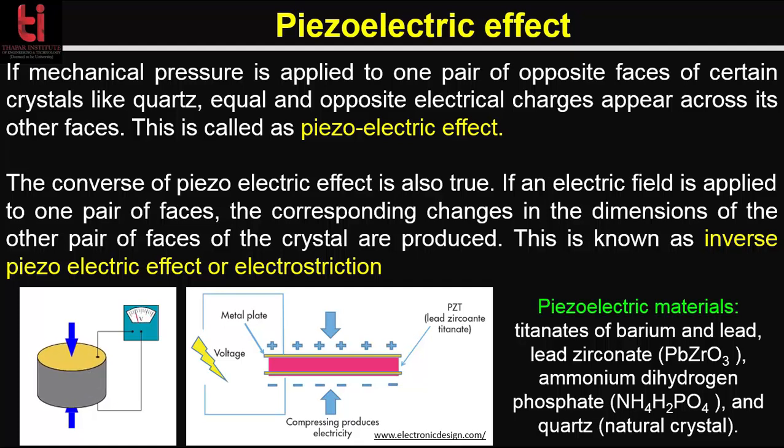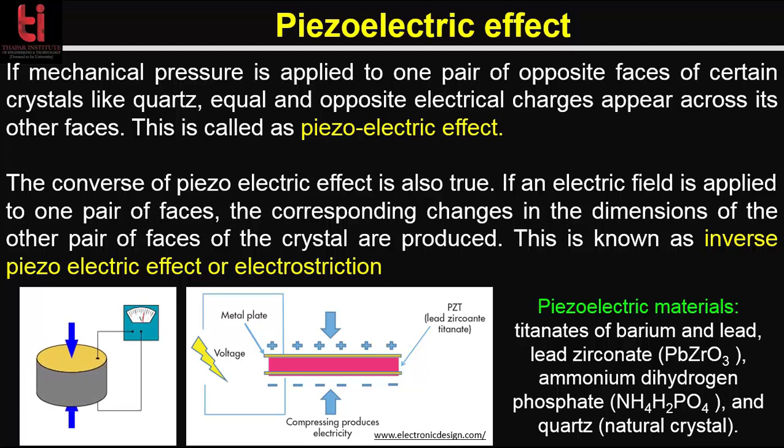So now first we'll talk about the principle of the piezoelectric method, or the principle of the piezoelectric effect. If mechanical pressure is applied to one pair of opposite faces of certain crystals like quartz, equal and opposite electrical charges appear across its other faces, and this is called the piezoelectric effect. So here in this cartoon and in this figure you can see that when you apply a mechanical pressure to one pair of opposite faces of some materials, equal and opposite electrical charges appear across its other faces.